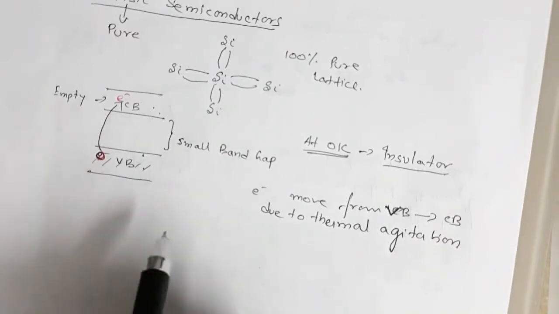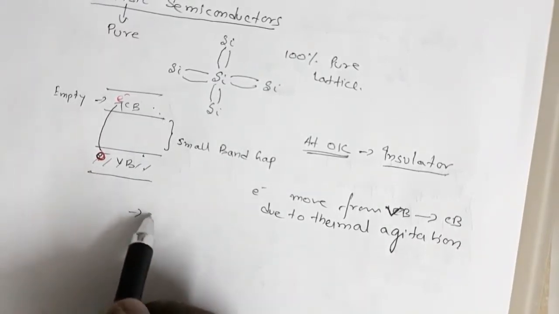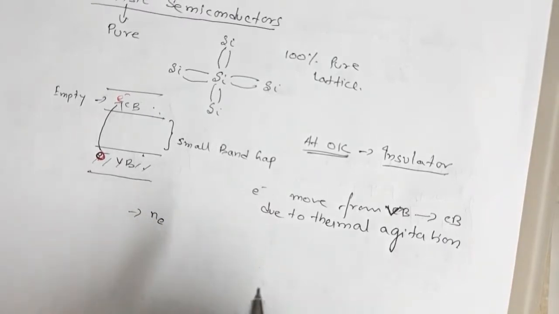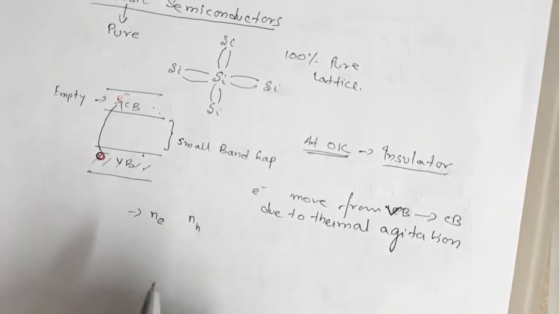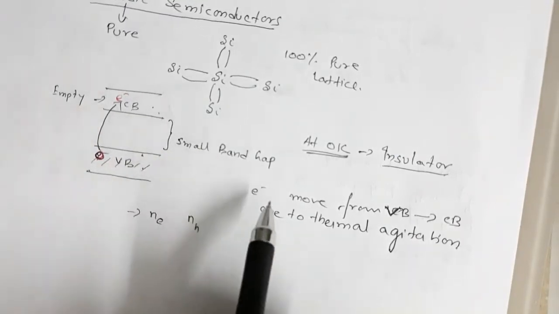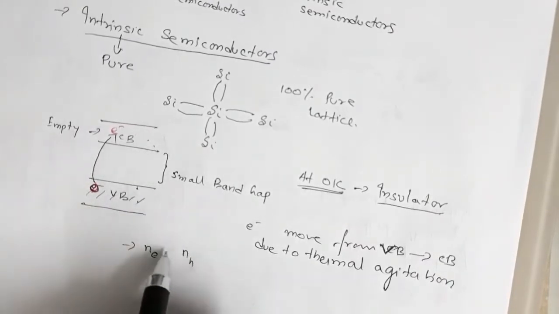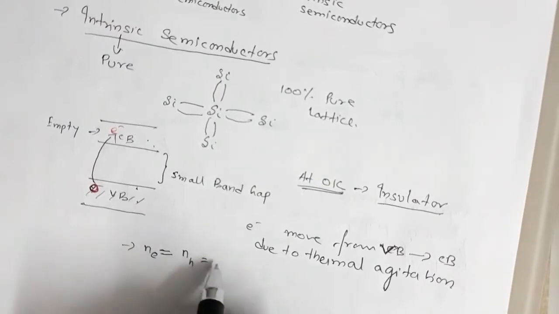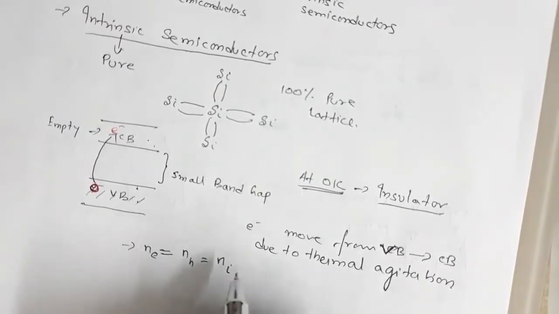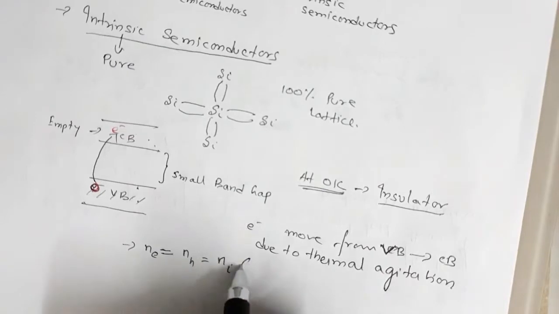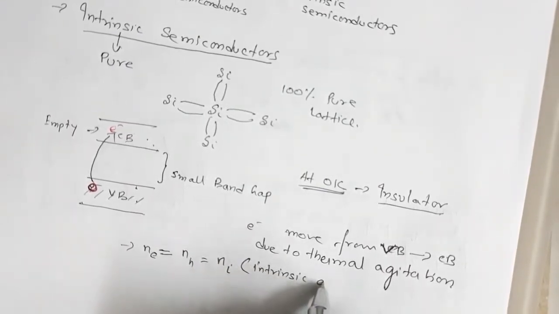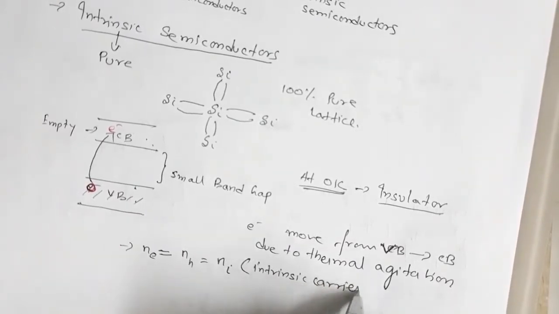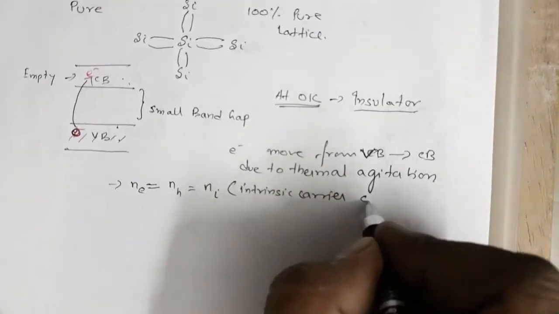So this means that if Ne is the number of free electrons per unit volume and Nh is the number of holes per unit volume, for intrinsic semiconductors these quantities will be equal. Ne equals Nh equals Ni, where Ni denotes the intrinsic carrier concentration.